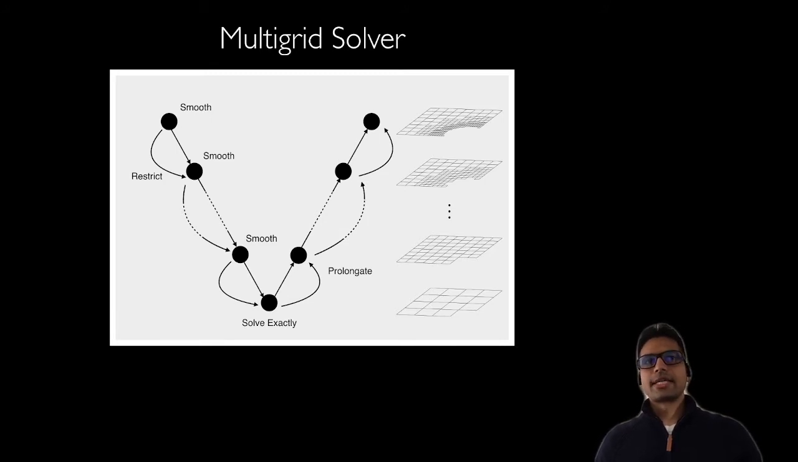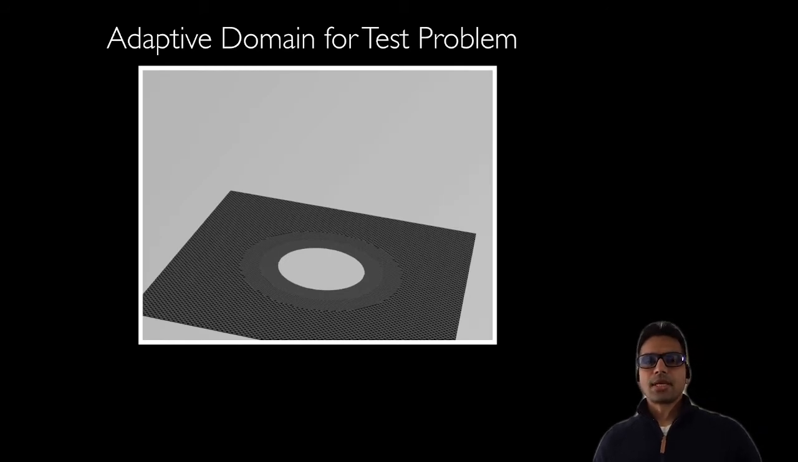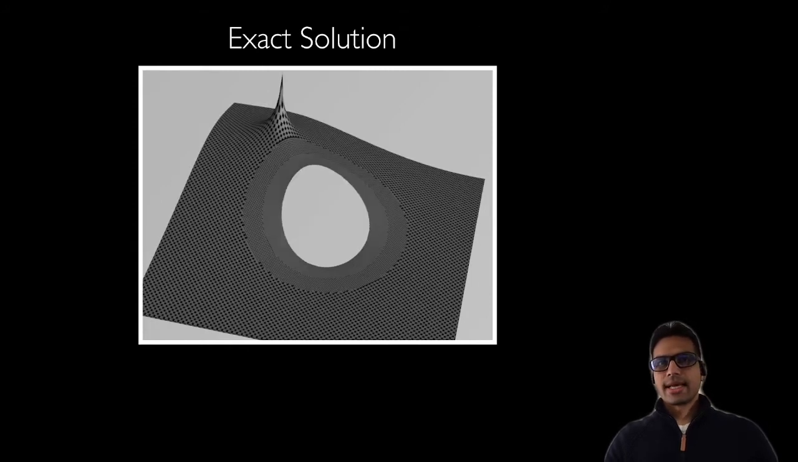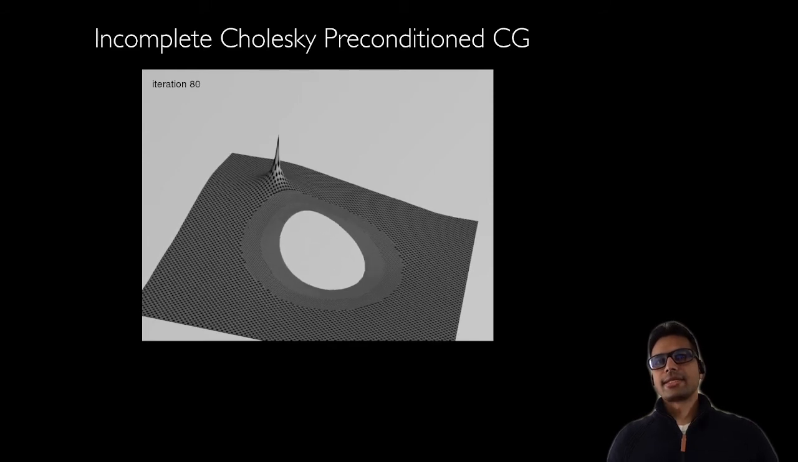So the idea of multigrid is to selectively coarsen the problem until it's efficient enough to be solved exactly, and then upsample the solution to the finest level. The easiest way to understand the benefit would be to consider a test problem. Here there's an adaptive domain with three levels of resolution, and the exact solution looks like a tent function. Now, just for the sake of comparison, I'm showing the convergence of another solver, which is called incomplete Cholesky preconditioned conjugate gradient, and this is the industrial standard for solving these kinds of problems.